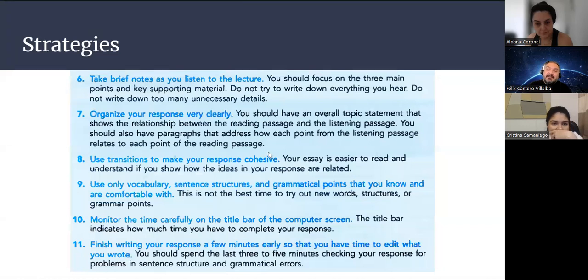Then this next recommendation is organize your response very clearly. Use transitions to make your response cohesive. You should use at least 1 transition per point and at least 2 transitions in general in your answer. And use only vocabulary, sentence structures, and grammatical points that you know and are comfortable with. Even though some mistakes are going to be allowed, make sure that the meaning is correct. Also monitor your time carefully and finish writing your response a few minutes early so you can edit and correct any spelling or grammar mistakes that you can find.